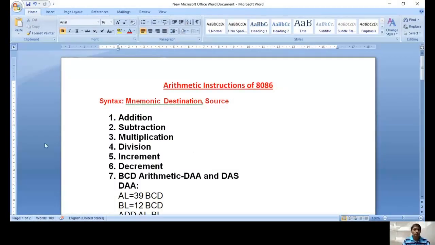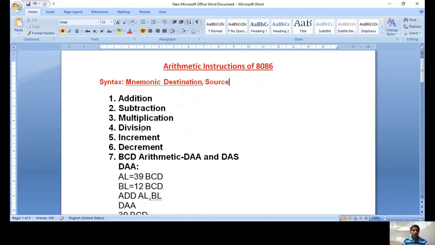Let us see. The general syntax for any arithmetic instruction is mnemonic followed by destination comma source. So depending on the type of the arithmetic instruction, the mnemonic changes. Preferably, mnemonic destination comma source is the syntax for arithmetic instructions.